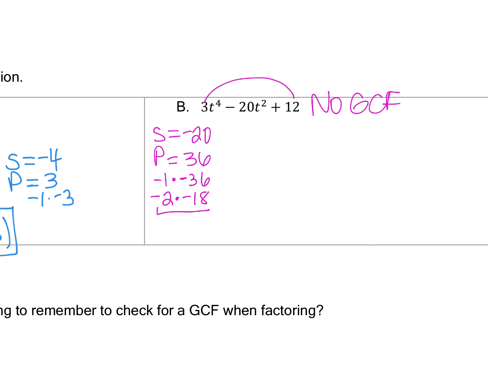So I should have two binomials. And notice it's a t to the 4th, so I should have a t squared and a t squared. I'm going to have a -2 and a -18. It doesn't matter which one you put where, but the signs do matter. All right, so after I do that, remember t squared times t squared does not give me the very first term, which is 3t squared. Whatever that leading coefficient is, I have to divide it.